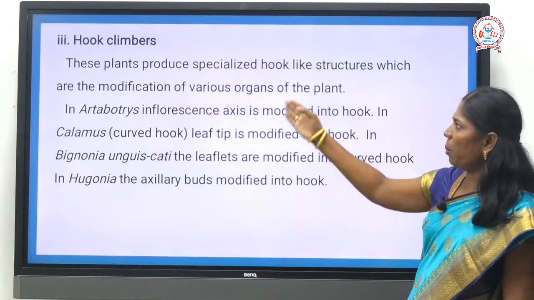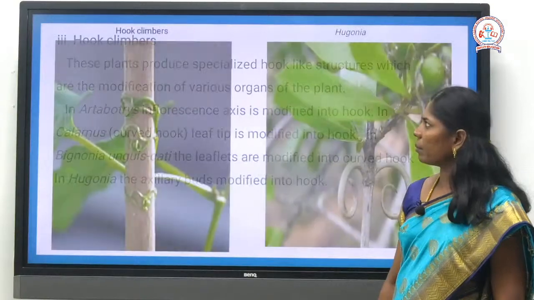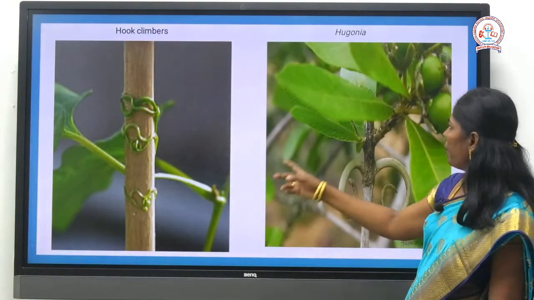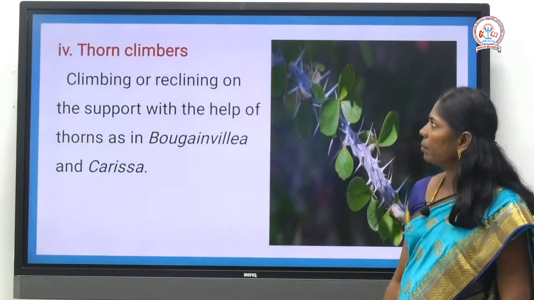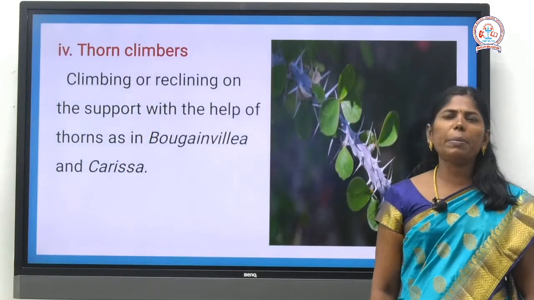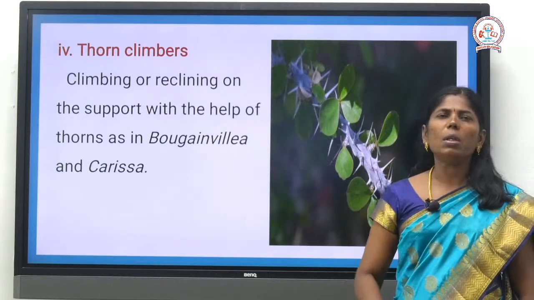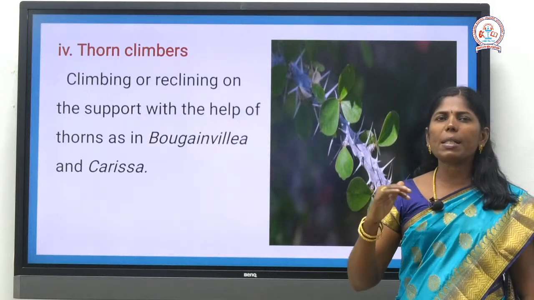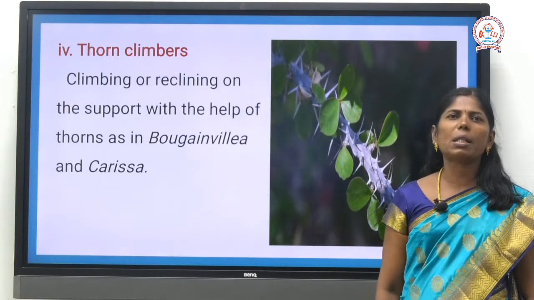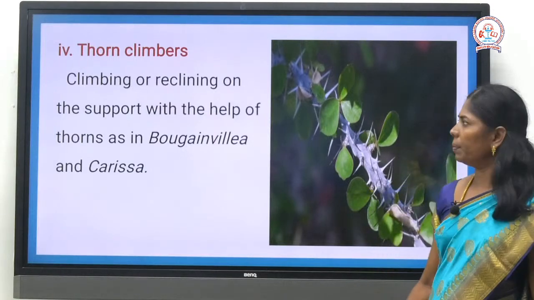But we can see many modifications under the hook climbers. Okay, this is an example for the hook climbers, Hugonia. Thorn climbers are those where thorns are there. Thorns are like prickles. Actually these thorns are very, very strong because they arise from the surface of the stem, so we call them thorn climbers. So Bougainvillea and Carissa.